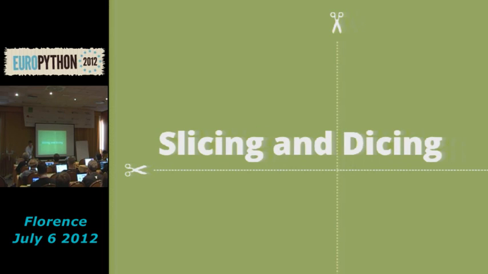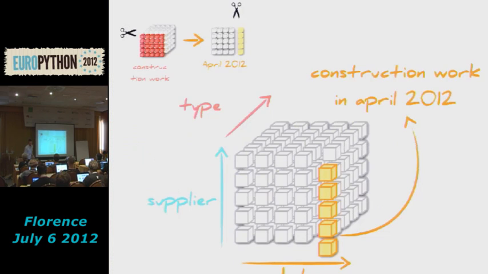The core function of cubes is slicing and dicing, of course, and it's like getting the information you would like to know. For example, here's the construction work in April 2012. You have a cube, you cut it through a contract type, and you say, give me construction work and give me April 2012, and this is the cell. This is the context of interest which I'm going to aggregate.